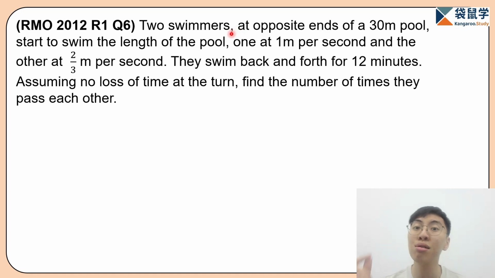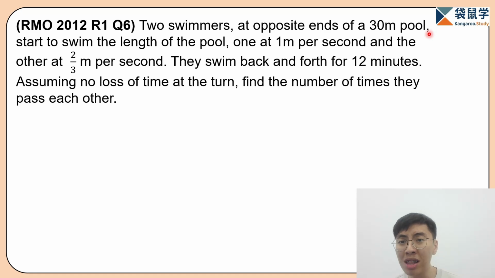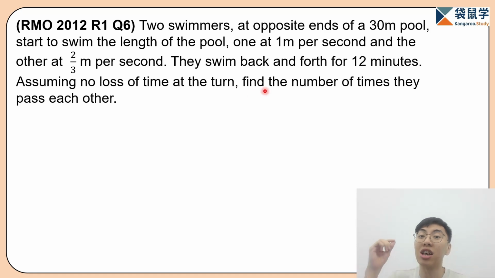This question says that there are two swimmers at opposite ends of a 30-meter pool. And now they start to swim the length of the entire pool, one at 1 meter per second and the other at 2/3 meters per second. Now, they swim back and forth for a total of 12 minutes. Assuming that there's no loss of time at a turn, we are asked to find the number of times that they pass each other. Now, obviously, when we look at this question, it looks like a travel problem.